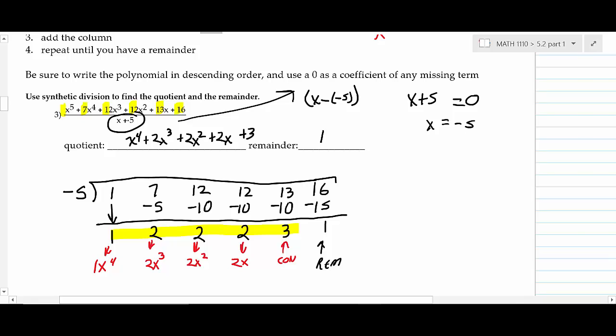The last number is the remainder? Yes. It's remainder, constant, then the x's get bigger. Or you can think of it this way: if you divide x to the fifth by x, you get x to the fourth, right? So that means this is going to be 4, 3, 2, 1, constant, then remainder. You can do it that way if you want to.